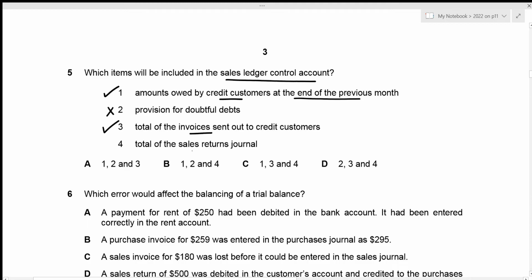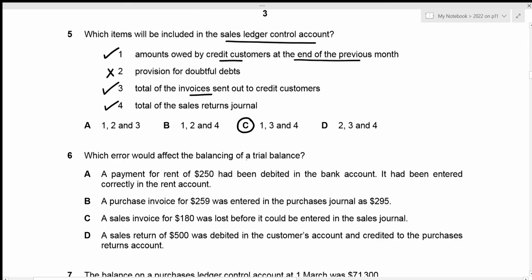And sales returns obviously decreases the value owed by credit customers. So this is always recorded on the credit side in our sales ledger control account. So the correct items are 1, 3, and 4, which is recorded in option C. So that will be our correct answer. This concludes question number 5. Now we can move towards question number 6.